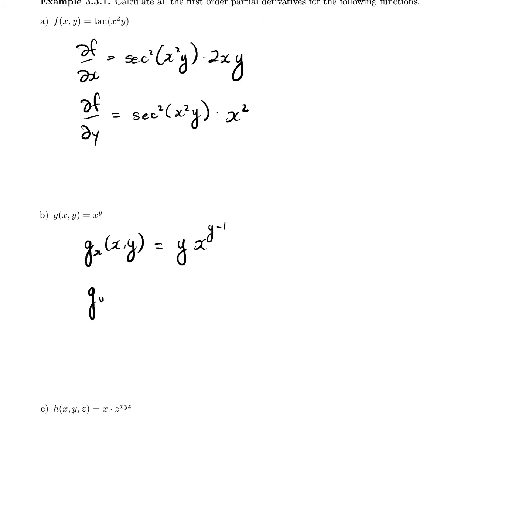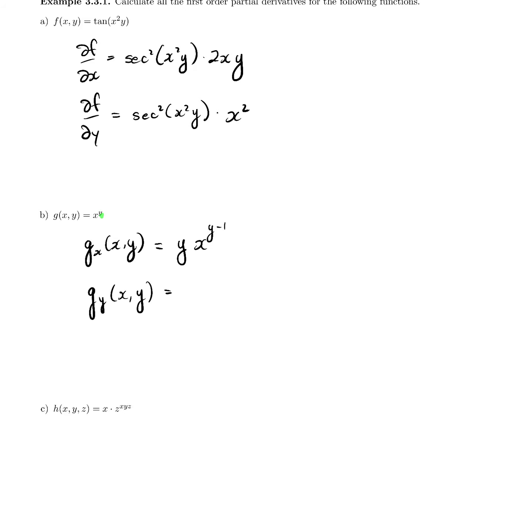Next, if we want g sub y, the partial derivative with respect to y, then we are going to reverse the roles. So x is now the variable and y is held constant, which means, oops, nope, that's the opposite.